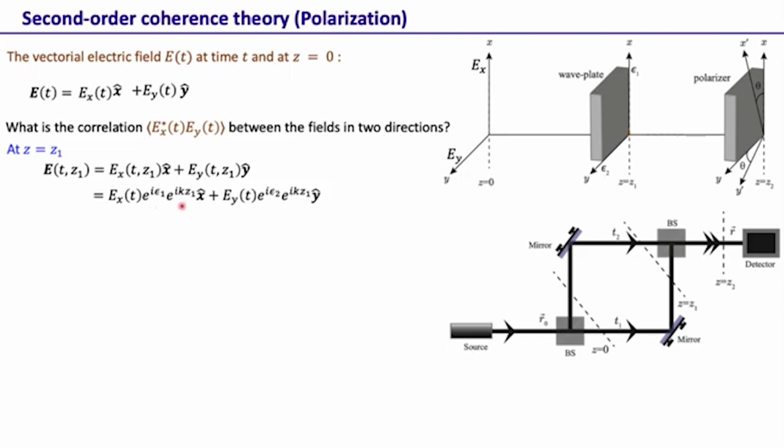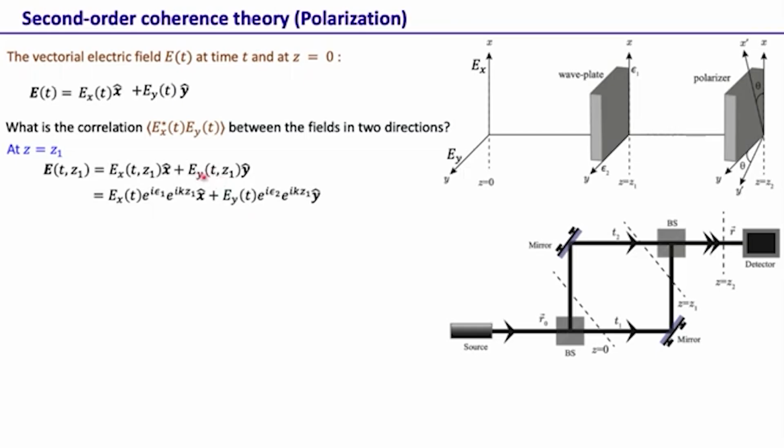So because of that, it picks up this phase e to the i k z1, and since there is a polarizer which introduces a phase epsilon 1 to the x polarization, it picks up this phase e to the i epsilon 1. So Ext e to the i epsilon 1 e to the i k z1, that is the field in the x direction right after this wave plate.